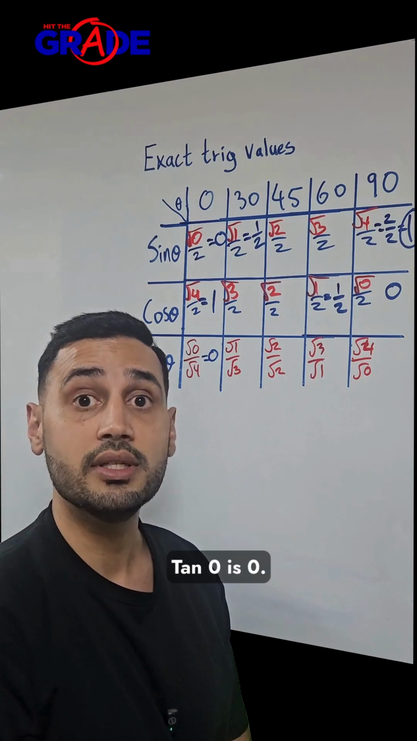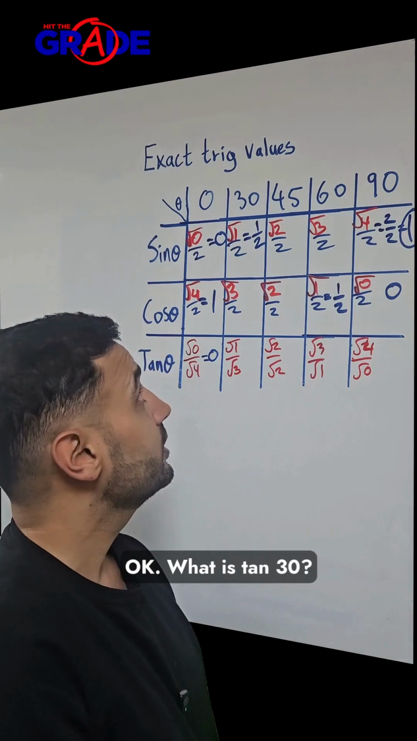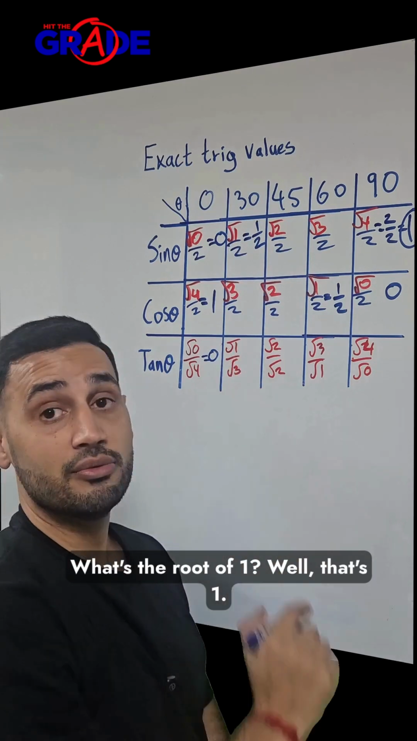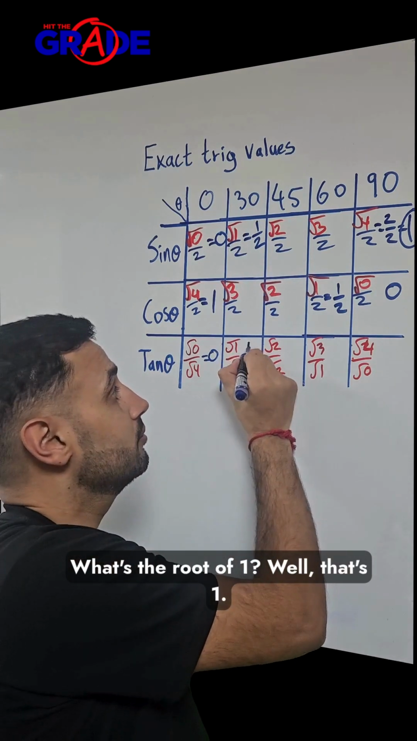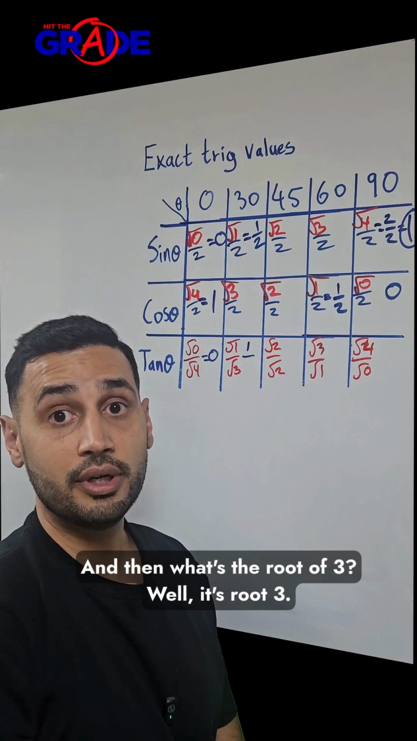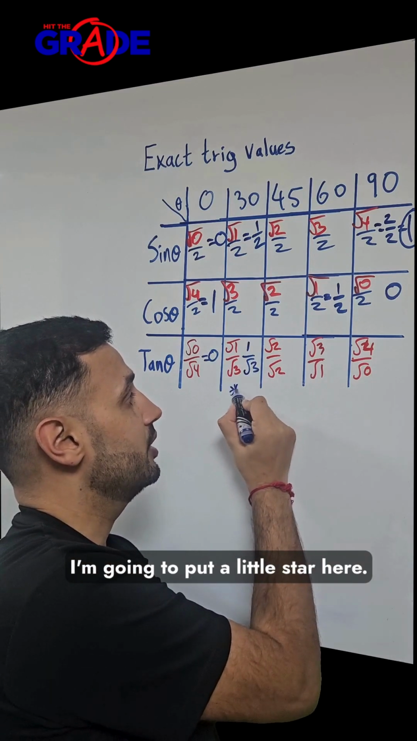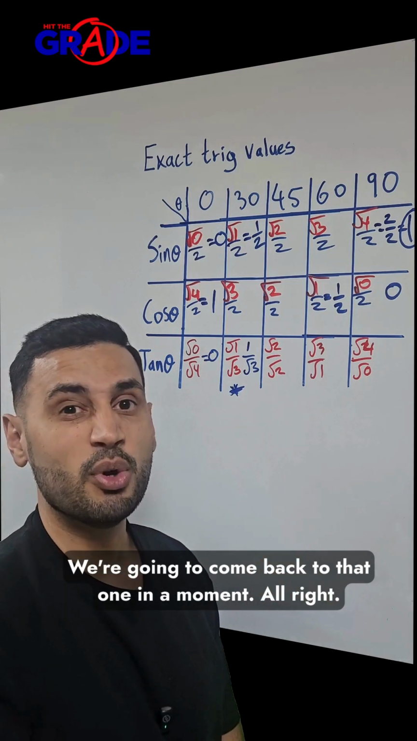Tan 0 is 0. Okay, what is tan 30? Well, let's simplify this. What's the root of 1? Well, it's 1. And then what's the root of 3? Well, it's root 3. I'm going to put a little star here. We're going to come back to that one in a moment.